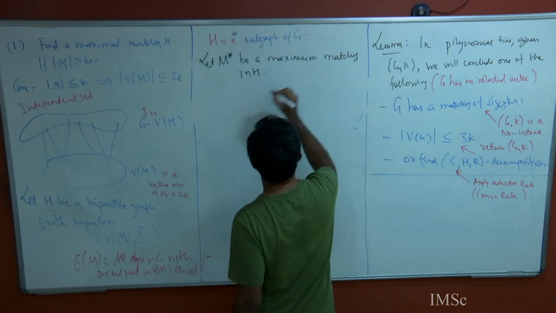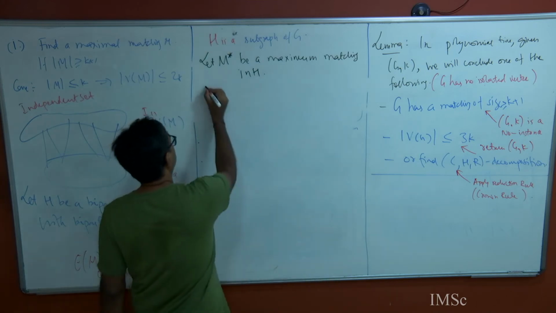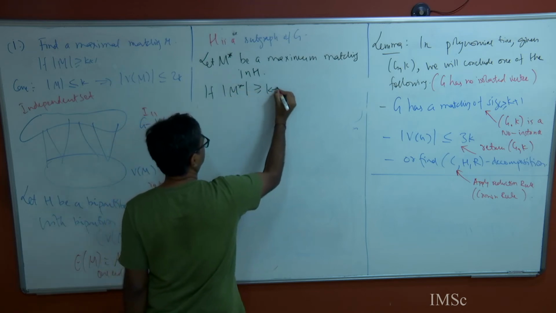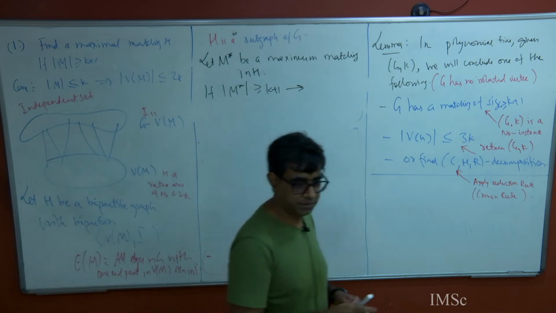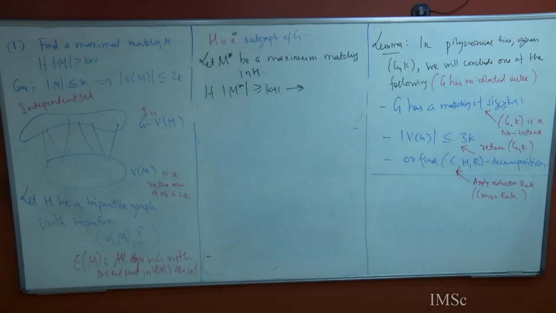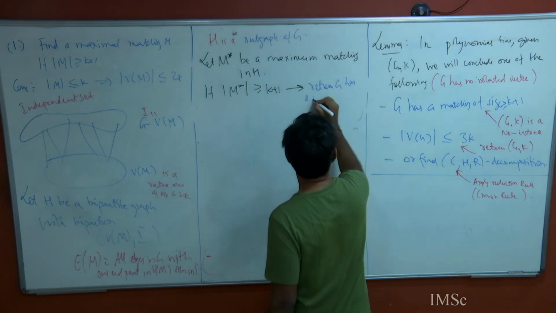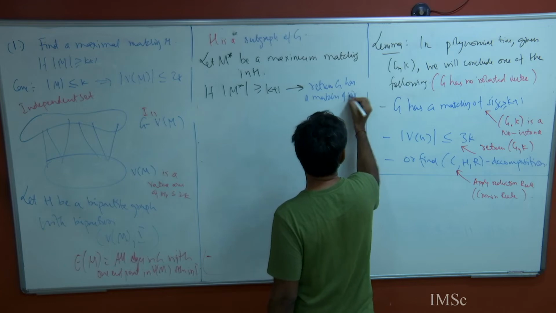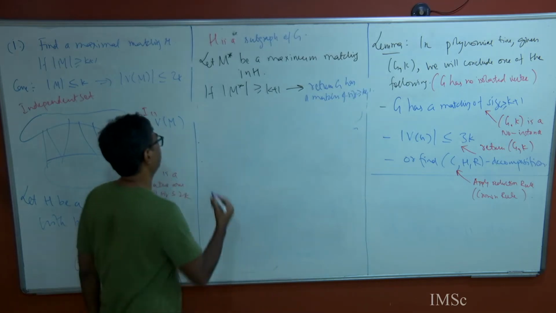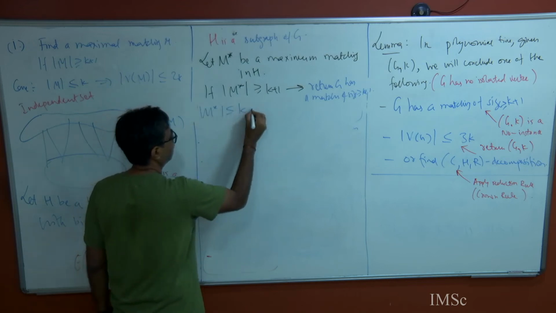Now, what can I say if M star is large? If M star is greater than or equal to k plus 1, then what can I say? What did we do? Can we say no? Then you are still in this case. Maybe when I was finding a maximum matching, I couldn't extend it anymore. But now in this part, I find a maximum matching which just turns out to be large. If this happens, return that G has a matching of size at least k plus 1. So, now we assume that M star had size at most k. This is important for us.